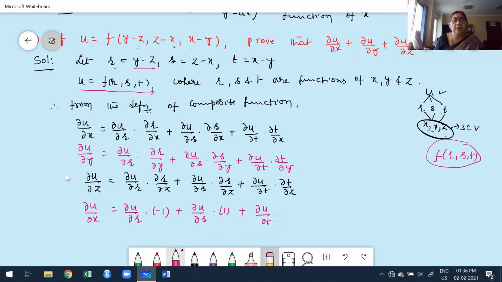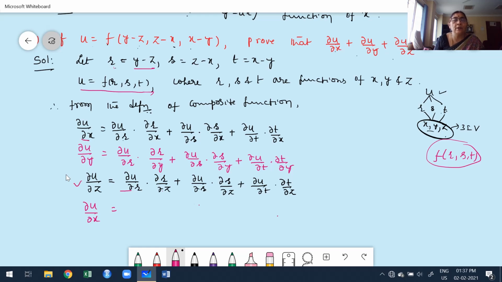Sorry, I made a mistake here. Just a minute. It's not with respect to Z. First you find out ∂U/∂X. Just a minute. Sorry. Because observe, that's why I took ∂R/∂Z. Observe the last derivative, no? Therefore, I'm explaining that. Sorry.